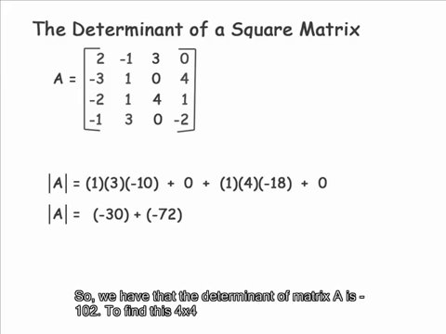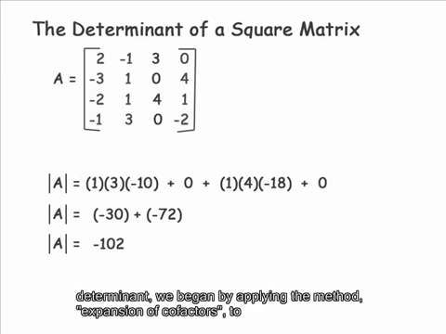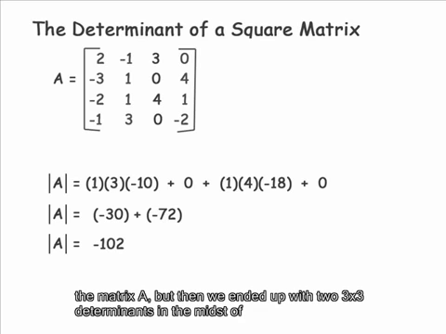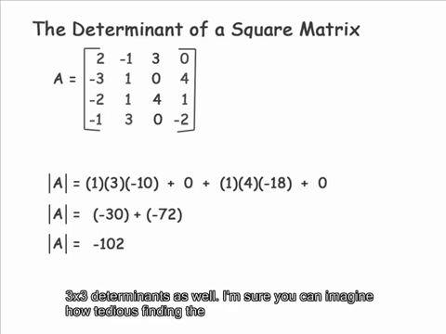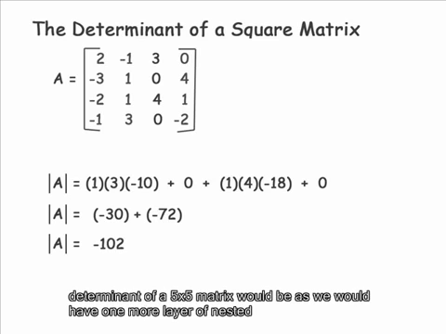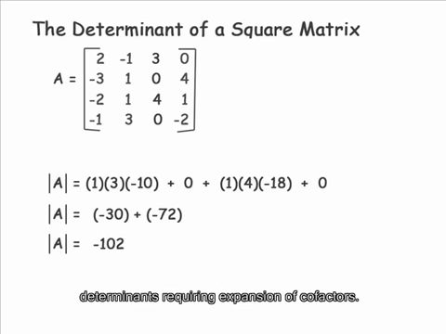So we have that the determinant of matrix A is -102. To find this 4x4 determinant, we began by applying the method of expansion by cofactors to the matrix A, but then we ended up with two 3x3 determinants in the midst of our calculations and had to apply expansion by cofactors to find each of the 3x3 determinants as well. I'm sure you can imagine how tedious finding the determinant of a 5x5 matrix would be, as we would have one more layer of nested determinants requiring expansion by cofactors.